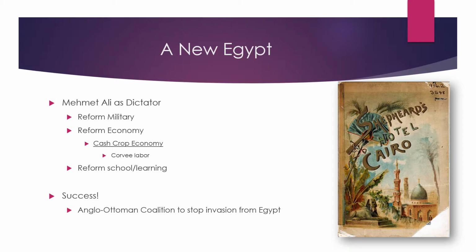Well, that worked perhaps a little too well because Muhammad Ali and his sons are able to capture Mecca and Medina and capture the rebellious House of Saud. Yes, the very same Saud that is in charge of Saudi Arabia. They capture many of the leaders of the House of Saud and execute them. They then pivot and start to invade places like Palestine and Syria. And they're only turned back by an Anglo-Ottoman coalition, which essentially stops the invasion from Egypt deeper into Ottoman territory.